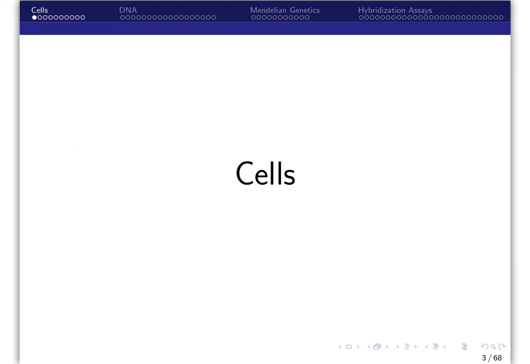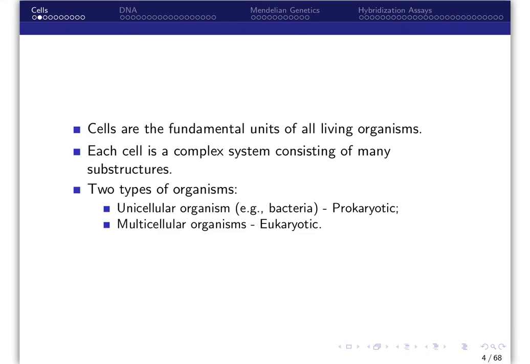First, we will discuss cells. Cells are the fundamental units of all living organisms. Each cell is a complex system consisting of many substructures. There are two main types of organisms.